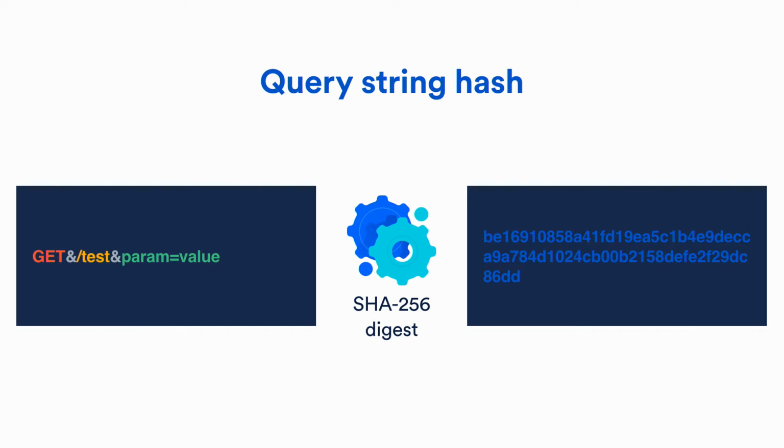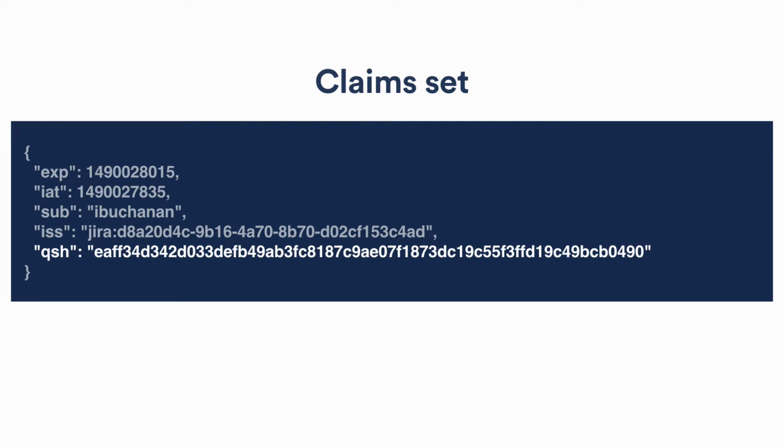All right, so then we take that normalized, or canonicalized, request, and we hash that, and that keeps the string nice and short. No matter how long the request path or the query gets, we always get it down to a very short size. And then that goes in the claim set as QSH.